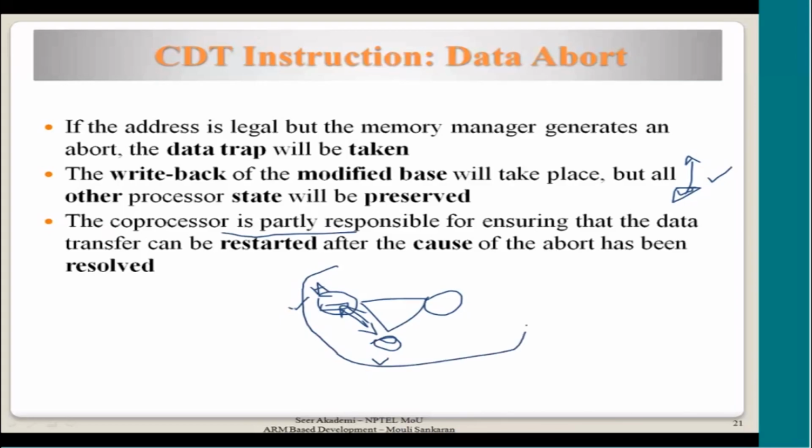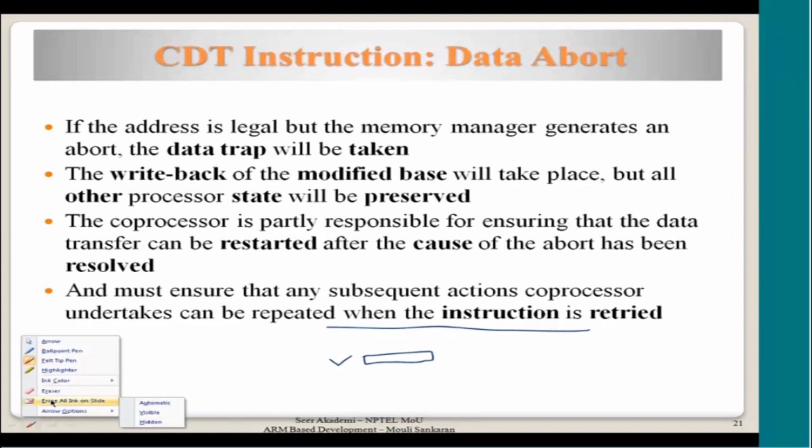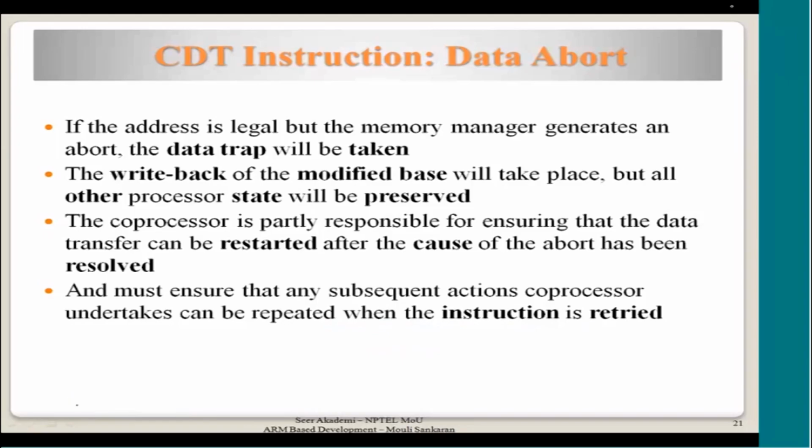Memory anyway is a dumb entity here, but the ARM and coprocessor will work on this abort handling and must ensure that any subsequent actions the coprocessor takes can be repeated when the instruction is retried. See, on a data abort, you remember the instruction will be retried. That means it will be executed again after the abort handler is completed. So we have to make sure that the coprocessor and ARM keep the register status in such a way that it doesn't impact the correctness of the program. Don't bother too much about it, but I want you to be aware that there is a possibility of a data abort in the coprocessor transfer also.